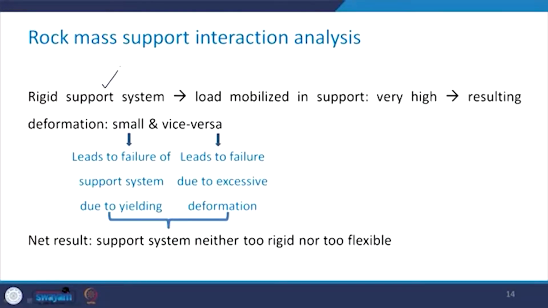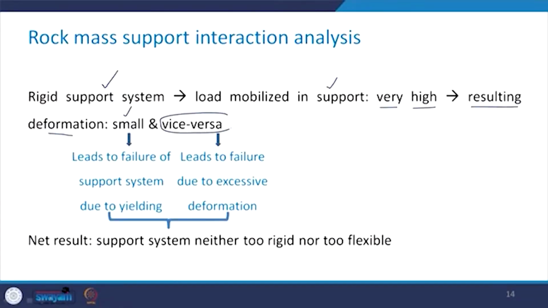In case you have a rigid support system, the load mobilized in the support is going to be very high, and this will result in deformations which are very small. In case you have a completely flexible support system, the load which will be mobilized in the support is going to be very low, and the resulting deformations are going to be very high. So, that part will fall under this vice versa.